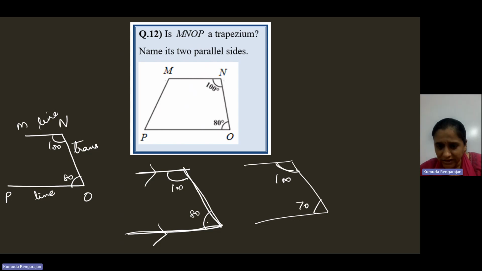No. These are co-interior angles by their position, but they are not supplementary. So these two lines are not parallel. The figure is correct; it's not that the figure is not possible. It's just that if these two angles are not supplementary, these two sides are not parallel to each other, because if these two lines are parallel, co-interior angles should add to 180.